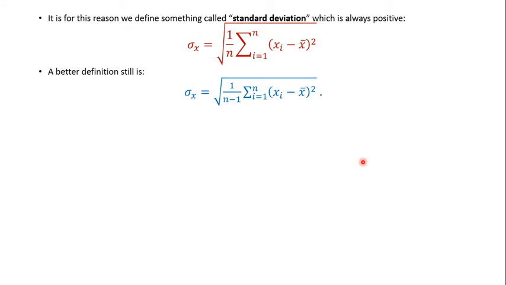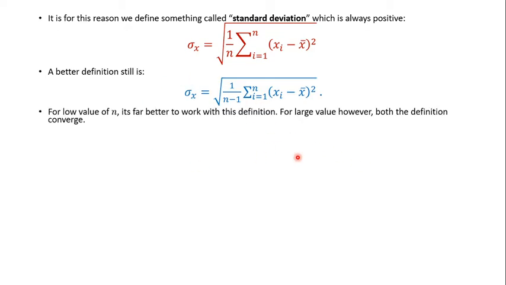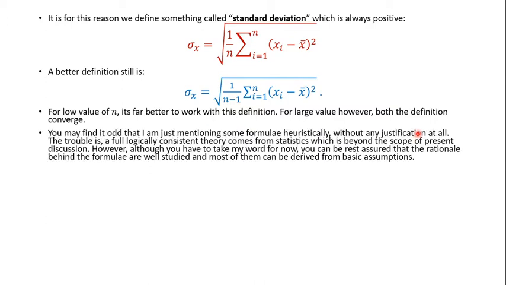This is an even better formula for standard deviation. Now, for a low value of n, it is far better to work with the second definition. For large values, however, both definitions converge. At this point, you may find it odd that I am just mentioning some formulas heuristically without any justification at all. The trouble is, a full logically consistent theory comes from statistics, which is beyond the scope of the present discussion. However, although you have to take my word for now, you can rest assured that the rationale behind the formulas is well known, and most of them can be derived from basic assumptions.